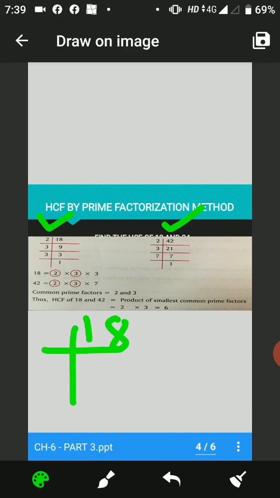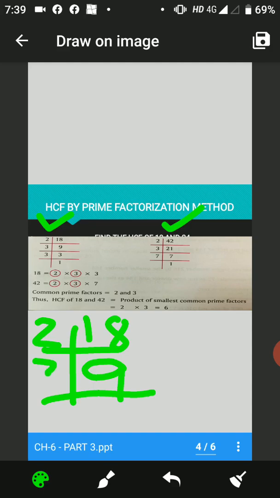Firstly, you have to write the 18 in this manner. Clear? Now you will see, 18 comes in which table? Yes, 18 comes in the 2 table because we start from the smallest prime number. So the smallest prime number is 2 and 18 comes in the 2 table. So we will divide it. In the 2 table, 18 comes in which position? Yes, 9. So we will write 9 here. Then does 9 come in the 2 table? No. Now we will see the next prime number, that is 3. So 9 comes in the 3 table.